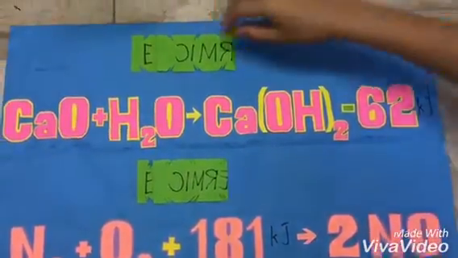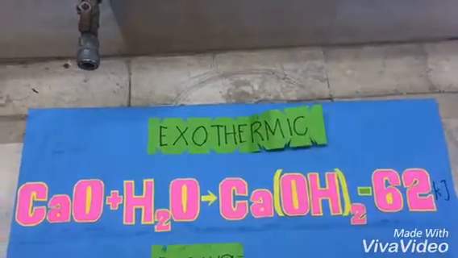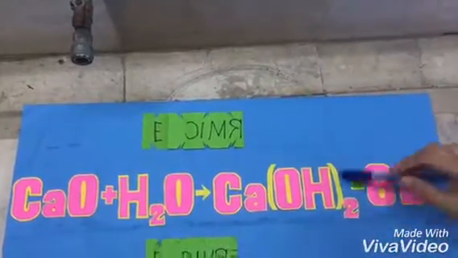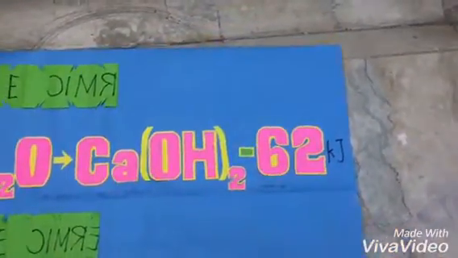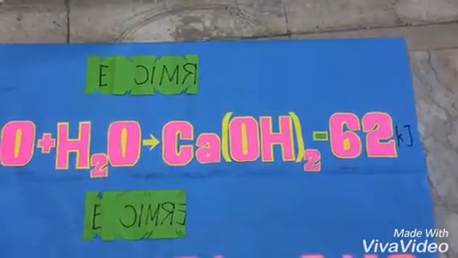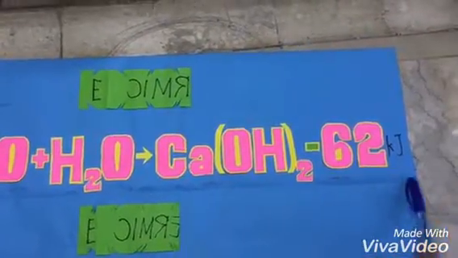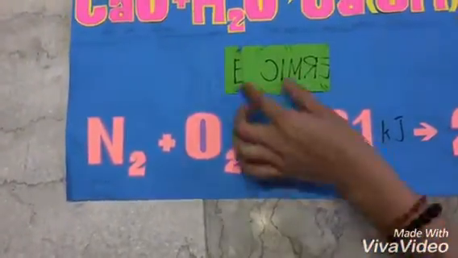The first equation illustrates an exothermic reaction. In an exothermic reaction, the heat released is written as a product and has a negative sign. This equation means that each mole of calcium oxide and water that reacts to form calcium hydroxide, 62 kilojoules is released.